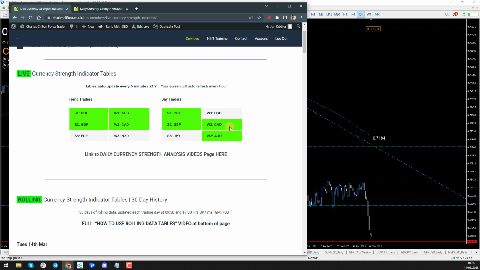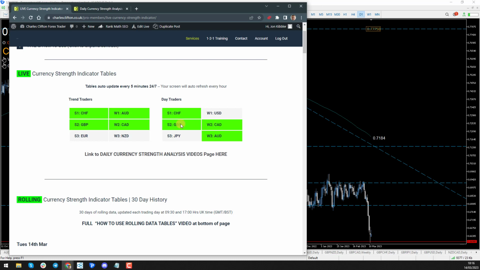Now, we are going to take a look at a CAD pair today. We're actually going to have a little look at CAD yen. Yen came onto the tables yesterday, so I want to see if CAD yen can continue to the downside. You may have noticed there's a lot of volatility in the markets at the moment, and that can help the yen strengthen. So looking for that to continue and potentially play out there. So looking at potentially CAD yen.